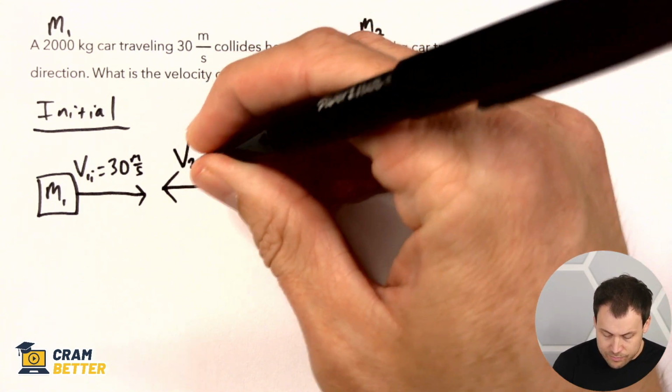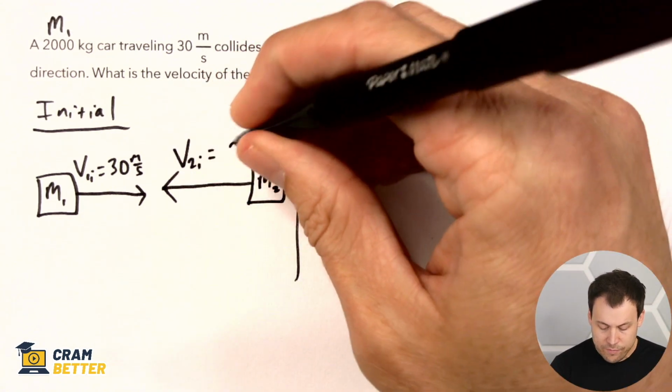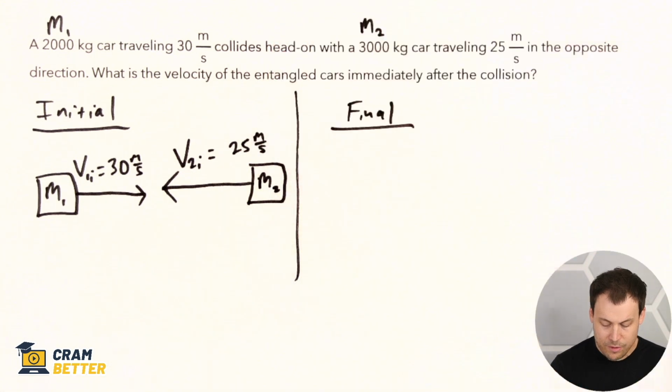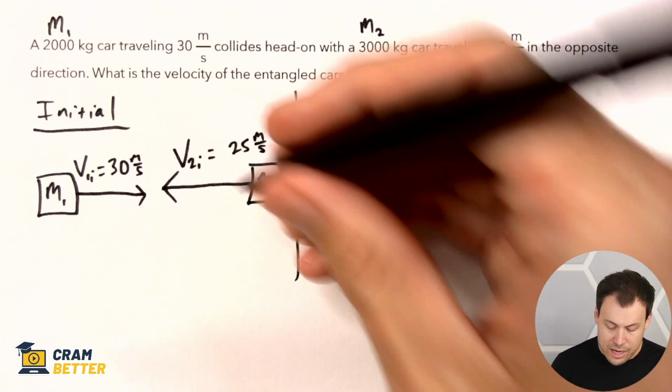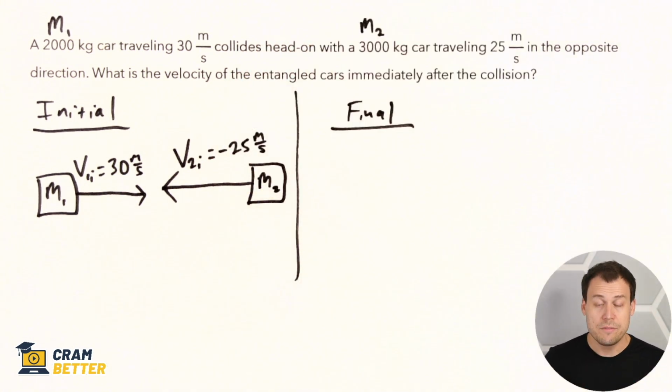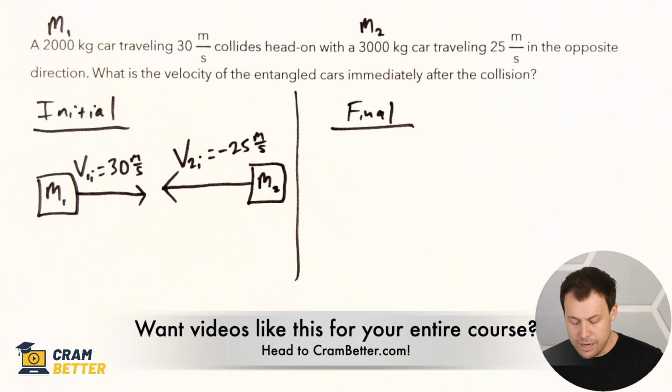V2 initial is equal to 25 meters per second, but be very careful because with momentum, the sign matters a lot and it's up to you to tack on those signs. So it says in the opposite direction, that means it's going to the left and we have to tack on a negative sign there. All right, now we're happy.